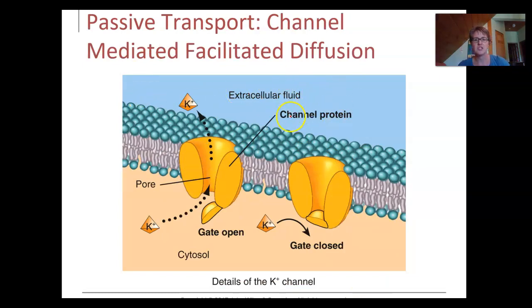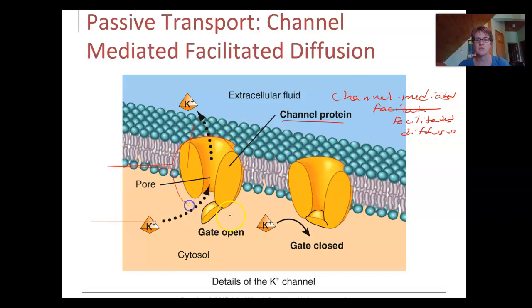Now, this was my channel. So this was channel mediated, facilitated diffusion. So this is saying, all right, potassium's inside the cell. It wants to go outside the cell, so it'll go through this integral protein. That's a channel.